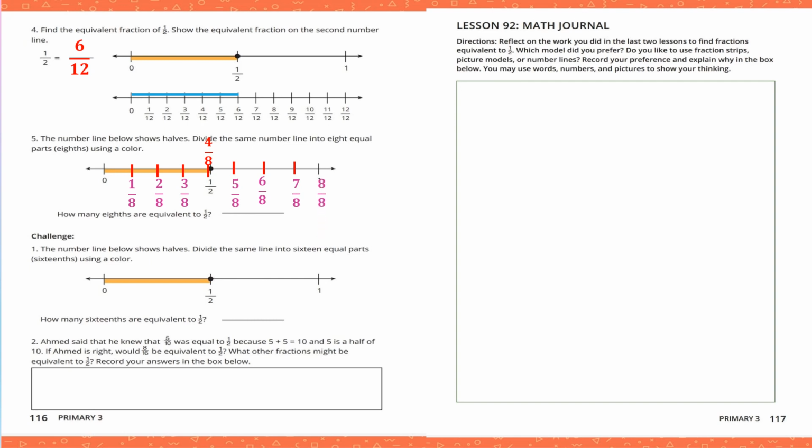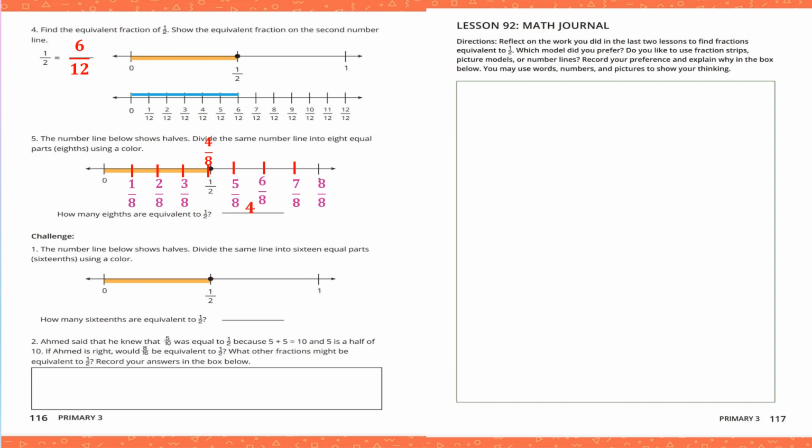So how many 8s are equivalent to 1/2? The equivalent fraction to 1/2 is 4 over 8. So how many 8s? Yes, 4.